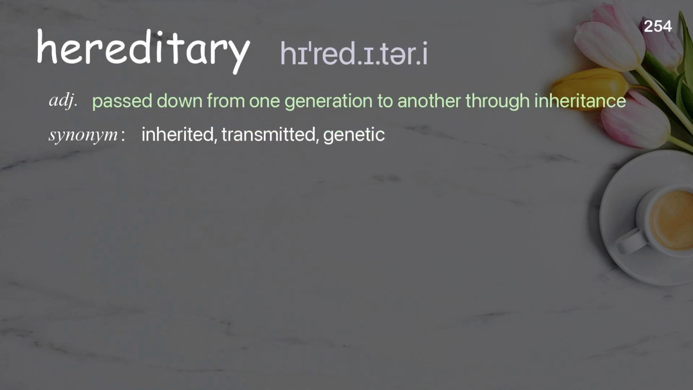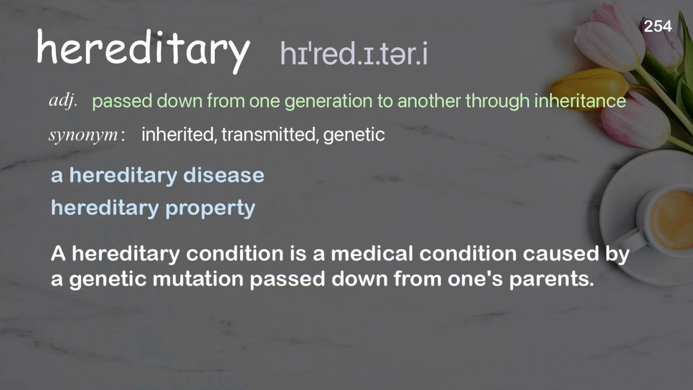Hereditary. Passed down from one generation to another through inheritance. Examples: a hereditary disease. Hereditary property. A hereditary condition is a medical condition caused by a genetic mutation passed down from one's parents.